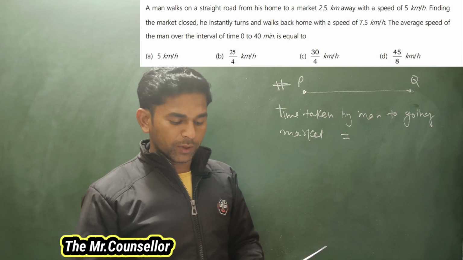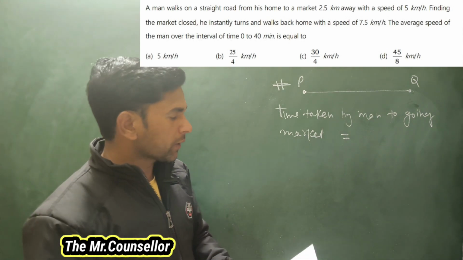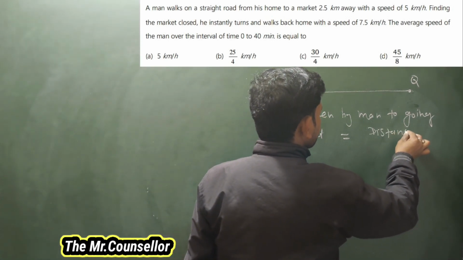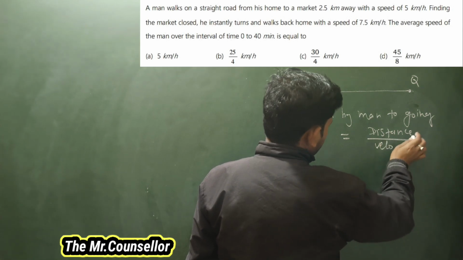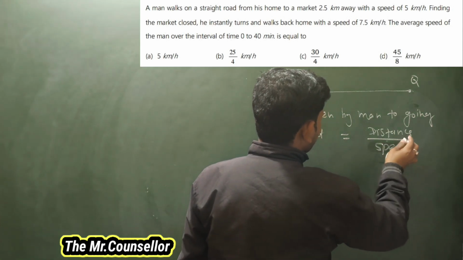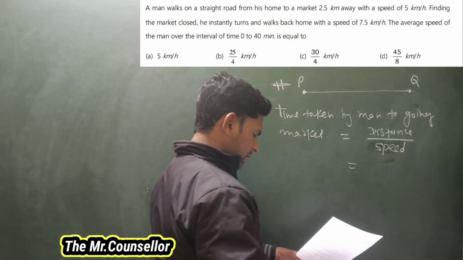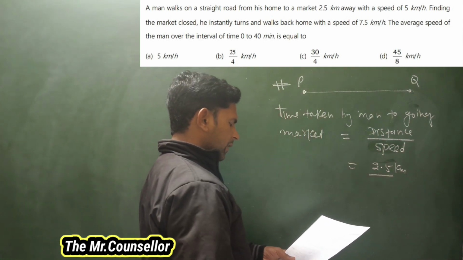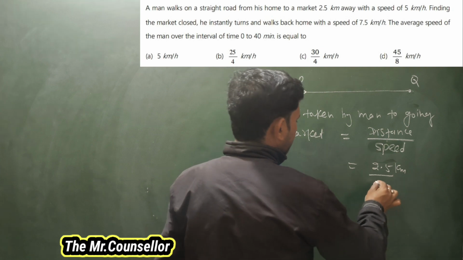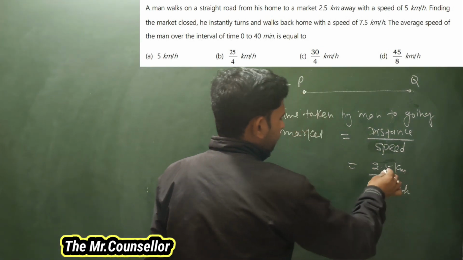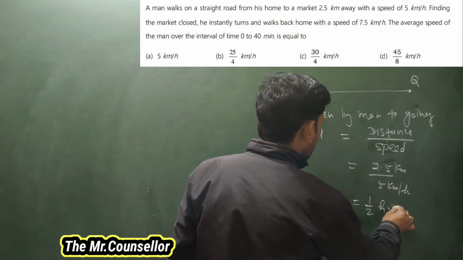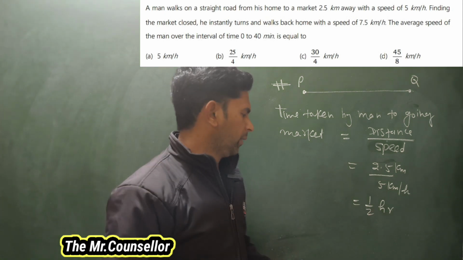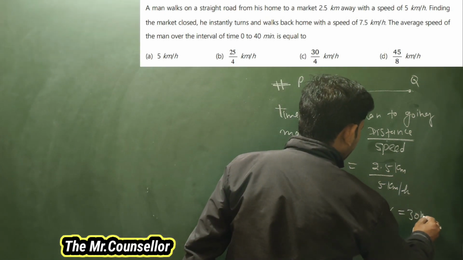km at a speed of 5 km per hour. So we know very well, time asking means we can consider distance upon speed. You can write here, no issues, because we are solving the speed question. So how much distance is there? You can consider 2.5 km, and the speed given is 5 km per hour. When you solve, you will get 1 upon 2 hour. It means 30 minutes. How much time is taken? 30 minutes.